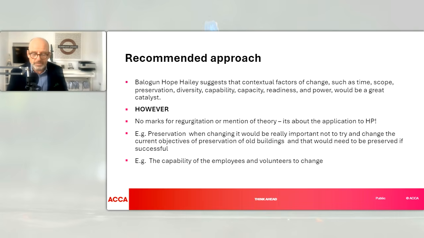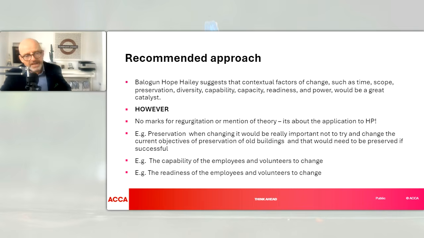We would also need to work out whether the volunteers that work in this charity and the employees that work for the charity have the capability to change. Have they received training? Do they have enough information? Do they have enough skills to embrace this change? That's what change is often contextual on. And also, would it be a big shock for the employees? Are they ready? Do they realize that change needs to happen? Or if they're not ready, it's going to be a big problem because it's going to be too much of a shock for the system. So there's some examples of what I would use from the Balogun-Hope-Haley model.